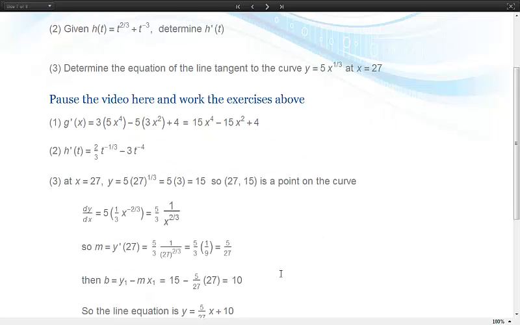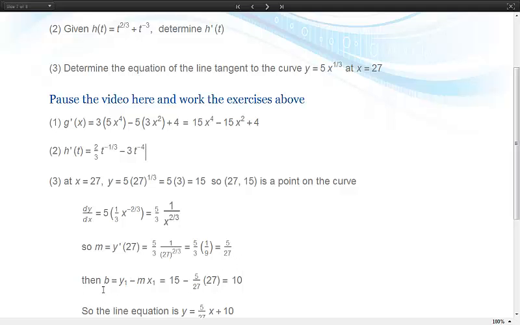To find the slope, I apply the derivative. The slope is y prime evaluated at 27. So it's 5/3 times 1 over 27 to the 2/3 power. Well, I can do this in steps. I can take the cube root first, giving me 3, and then square it, giving me 9. So this is 5/3 times 1/9, or 5 over 27.